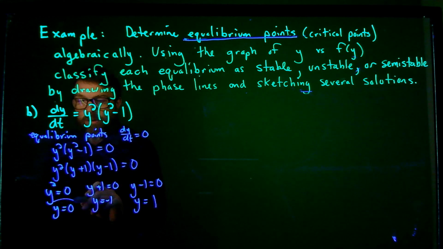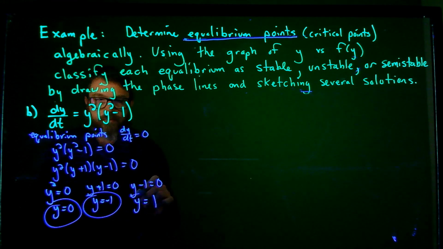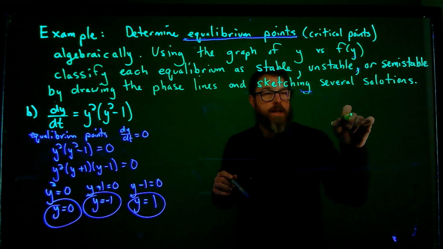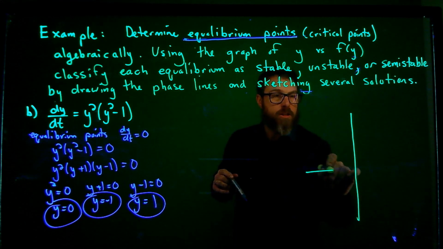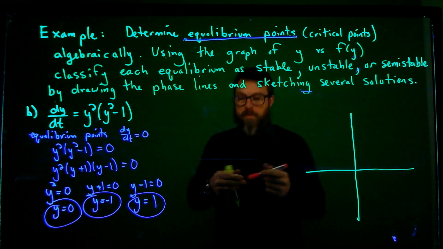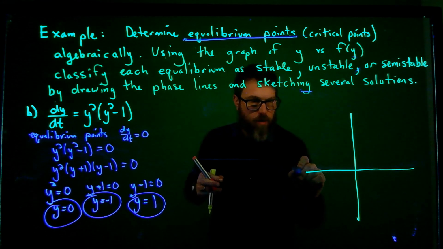So these are my equilibrium points, which gives us some tangential solutions to this curve. So I know that it's going to be at 0. So let's do this, I guess, in blue. So equilibrium at 0.